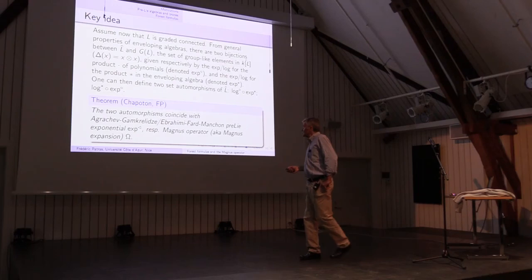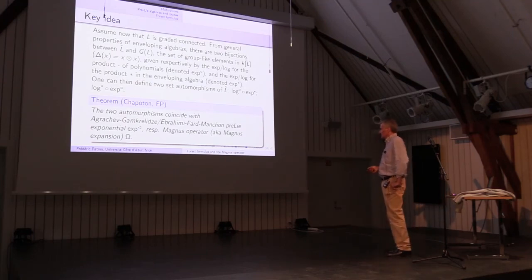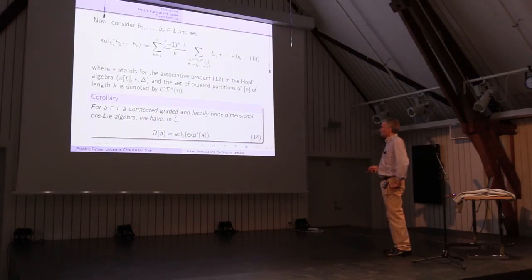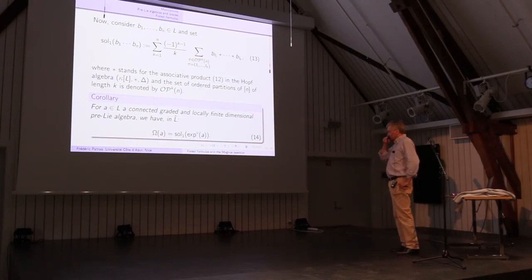And if you do so, you obtain two automorphisms, and it happens so that they coincide with two morphisms that were first defined, I think, by Agrachev and Gamkrelidze. They were studied also by Ebrahimi-Fard and Manchon later, which are called respectively the Pre-Lie exponential and the Magnus operator. I will return to them later on. So now I would skip the explanation of this formula, but just give its meaning.